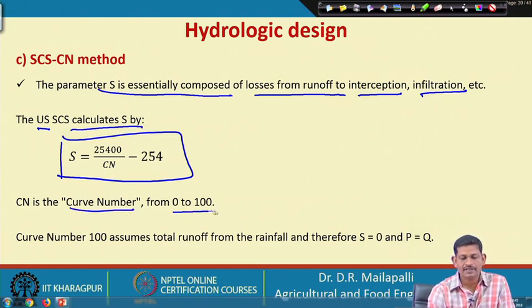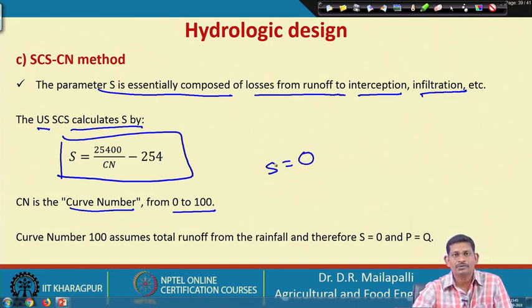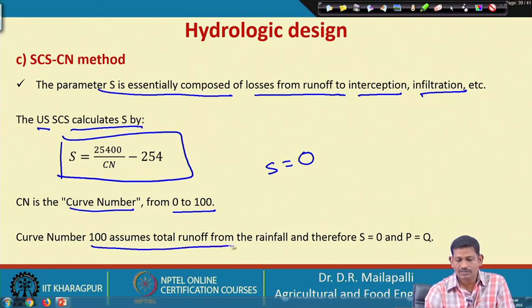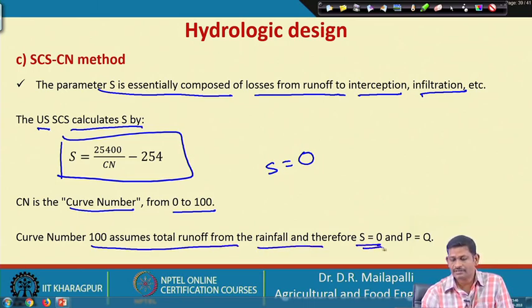The curve number generally varies from 0 to 100. Suppose the curve number is 100. If you substitute 100, S will be 0. That means no storage, so mostly the rainfall is converted into runoff. A curve number of 100 assumes total runoff of the rainfall, therefore S equals 0 and P is equal to Q. The entire precipitation will be equal to your Q.